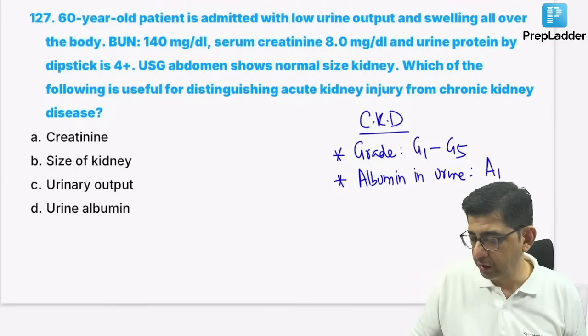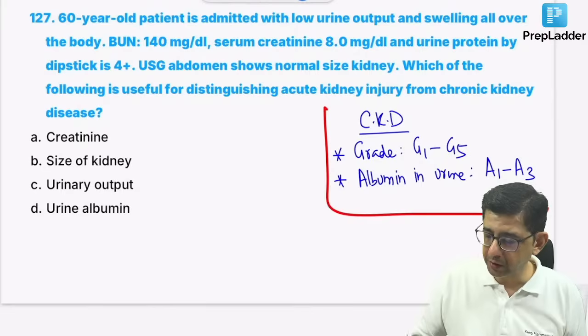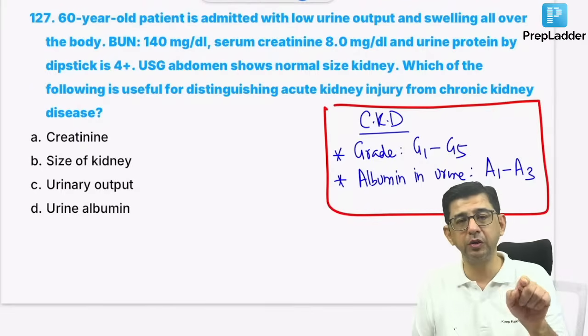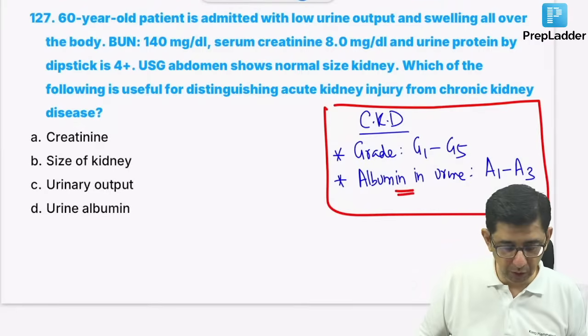So one, I want to clarify that if in FMG exam, the question was which test will not help in differentiation, it is going to be serum albumin. But what will help in differentiation is albumin in the urine of the patient.